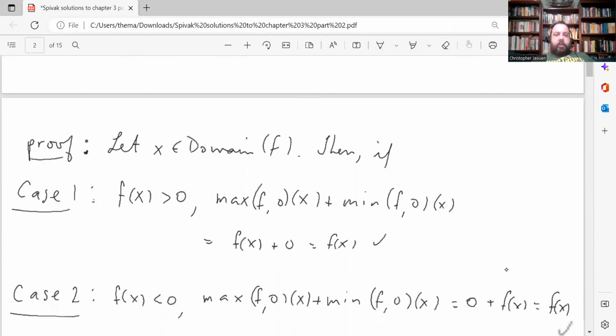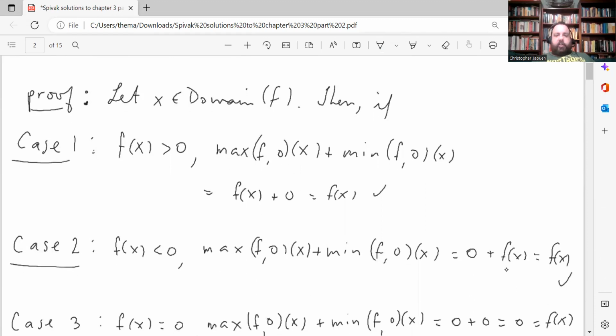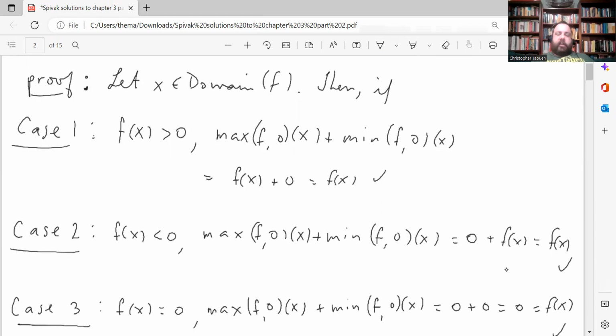All right, so just going through the proof here, it's by cases. If x is in the domain of f, then there are 3 cases. Case 1, if f(x) is positive, meaning that it's greater than 0, then max(f, 0)(x) plus min(f, 0)(x): the max is equal to f(x) because it's positive, and the min is equal to 0, so you get f(x) plus 0, which is f(x).